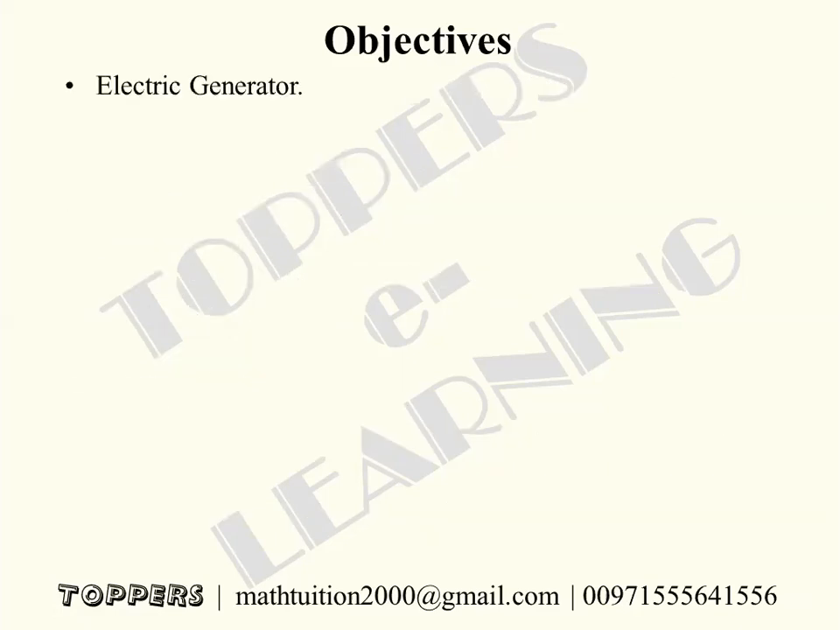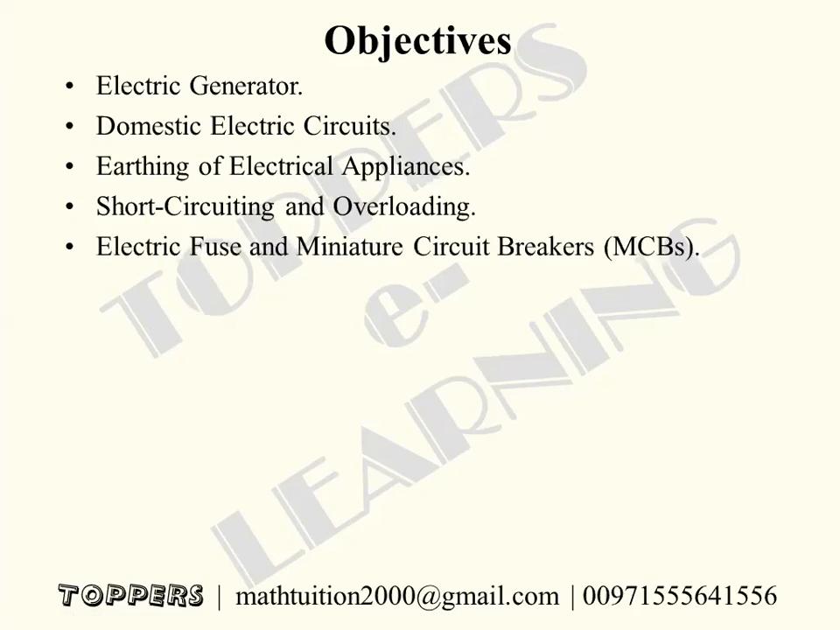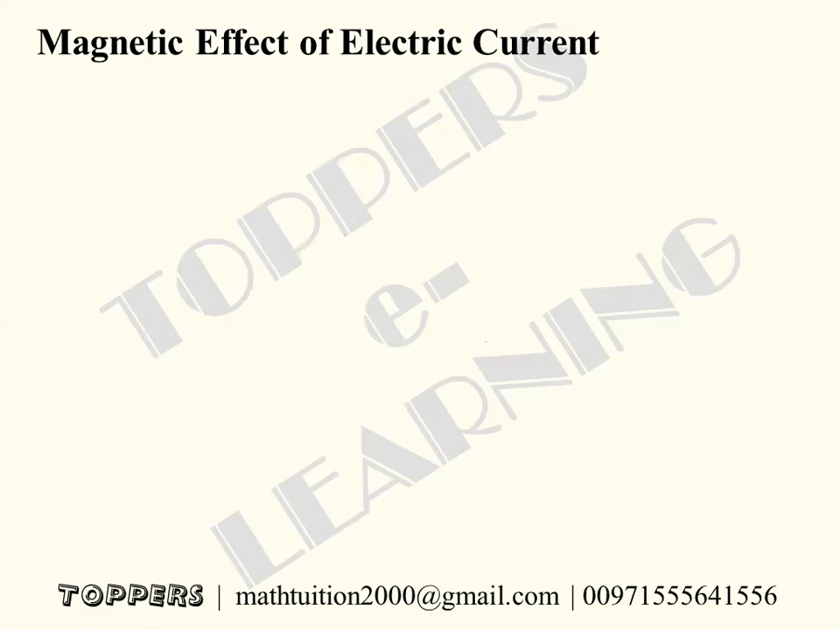then electric generator, domestic electric current, earthing of electrical appliances, short circuiting and overloading, electric fuse and miniature circuit breakers, that is MCB, hazards of electricity. Then precautions in the use of electricity. These are the main points we are going to learn in this chapter.